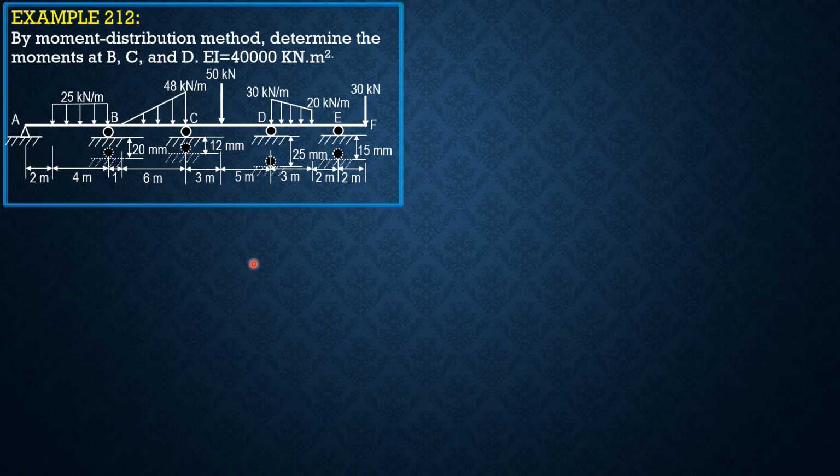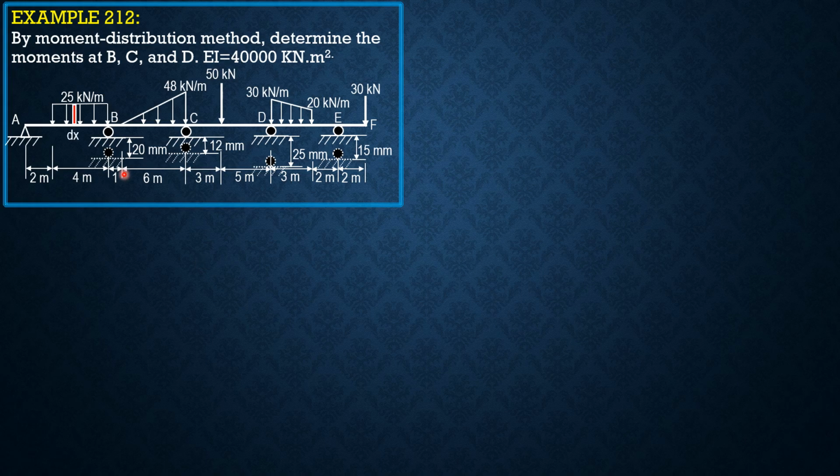moment distribution method. So take note that there are support movements and therefore side sway moments aside from the fixed moments due to the loads are incorporated in the calculations for fixed moments. And the formula for fixed moments due to side sway is negative 6EIΔ over L², where delta is positive if the rotation of the chord is clockwise. Remember the sign convention for slope deflection equation.